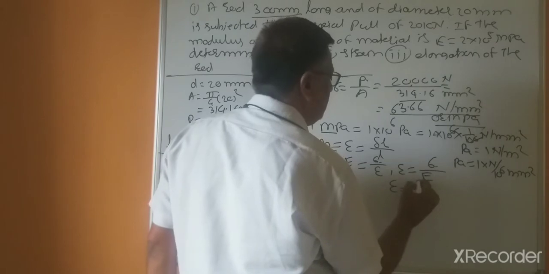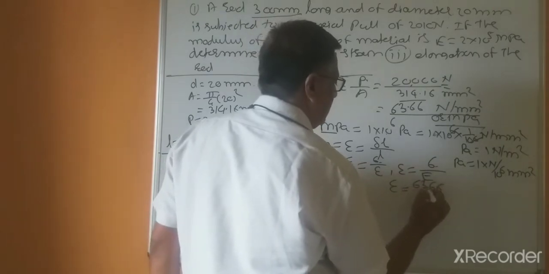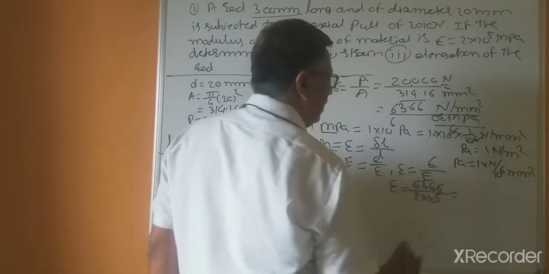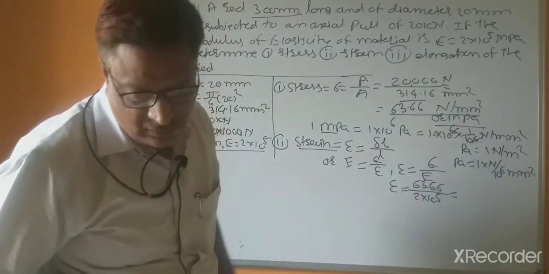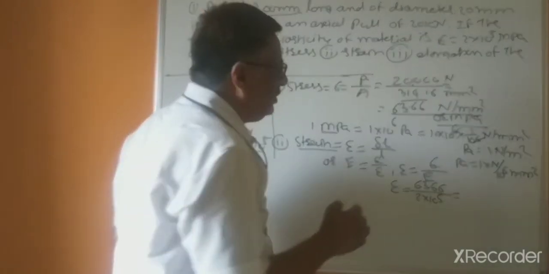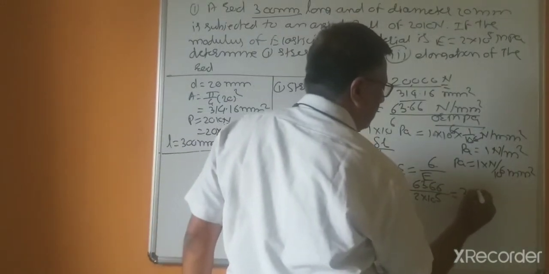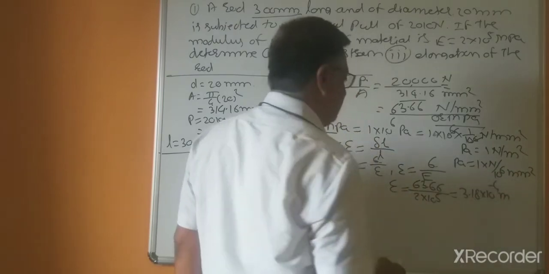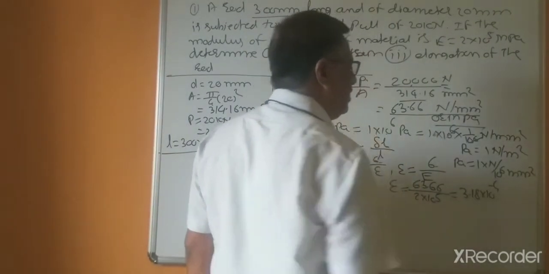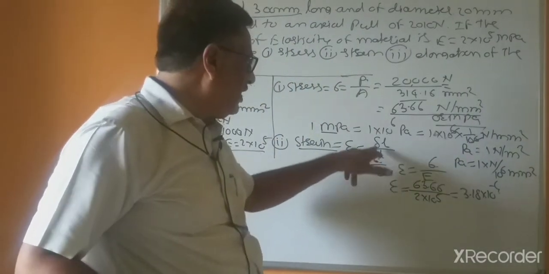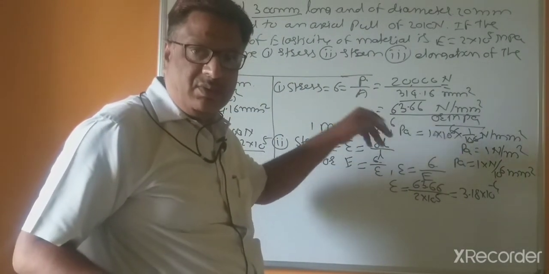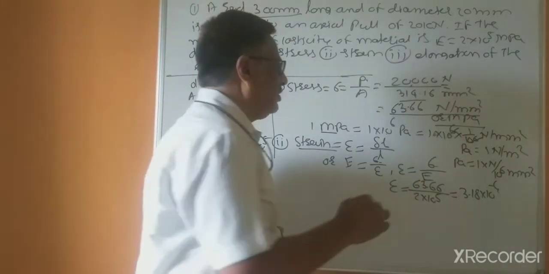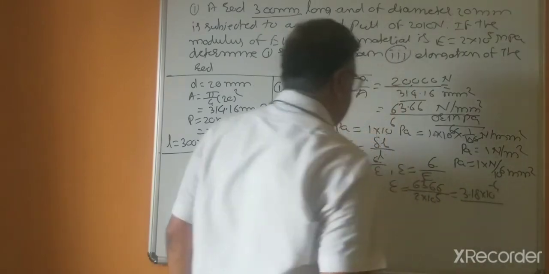Stress equal to 63.66 divided by E equal to 2 into 10 to the power 5. So this is 3.18 into 10 to the power minus 4. And for strain there is no unit, because this is delta L divided by L. The unit of delta L may be mm or centimeters divided by centimeters. So no unit. 3.18 into 10 to the power minus 4.